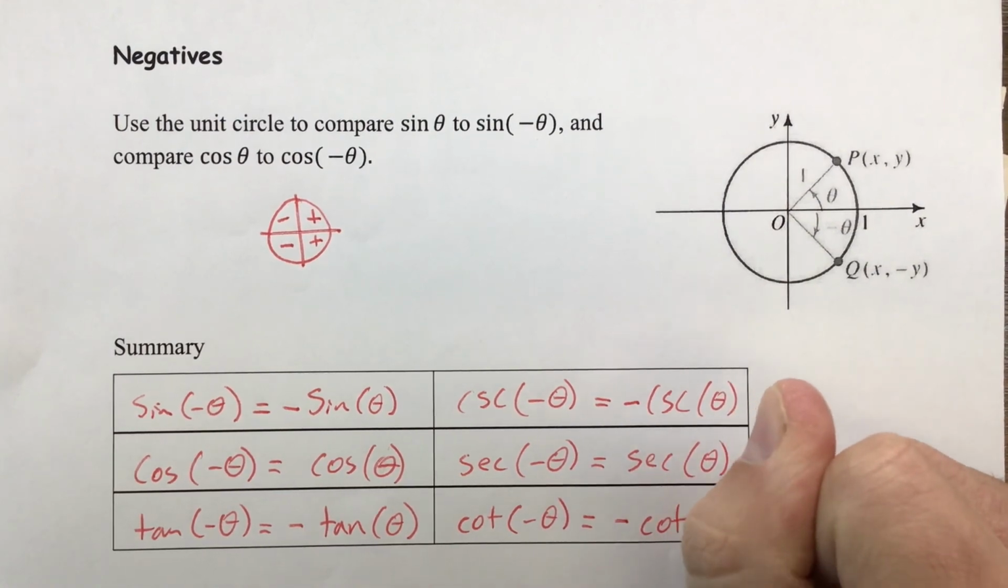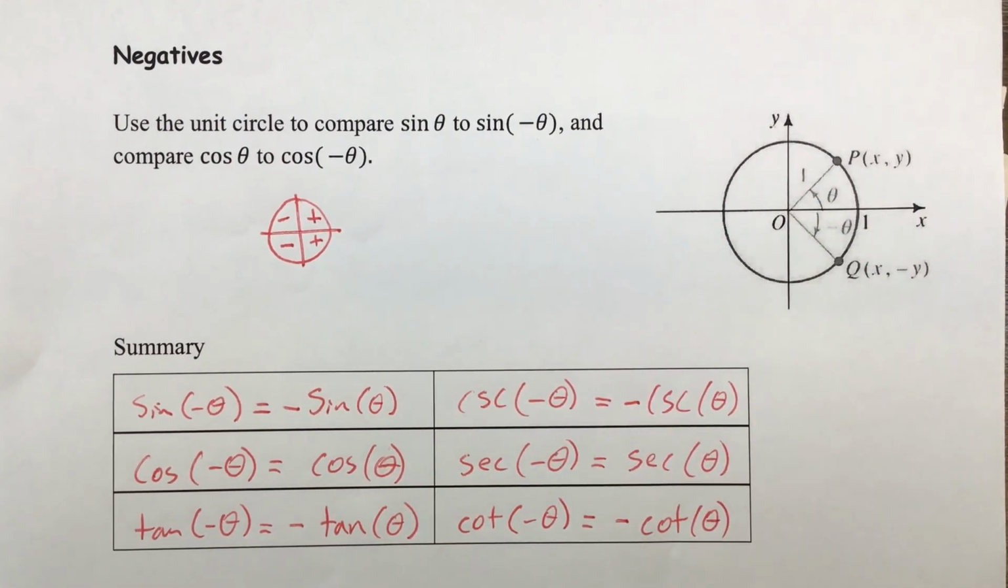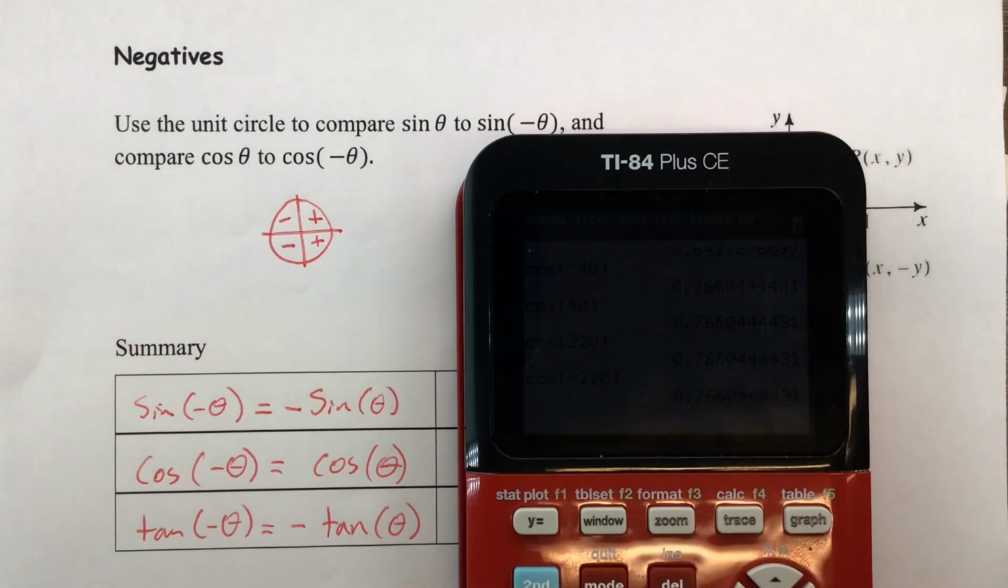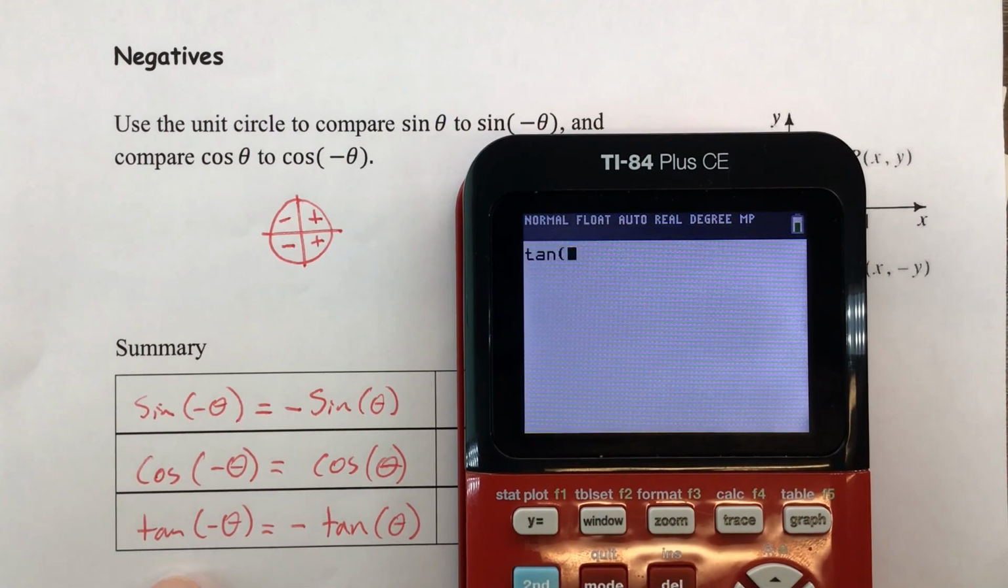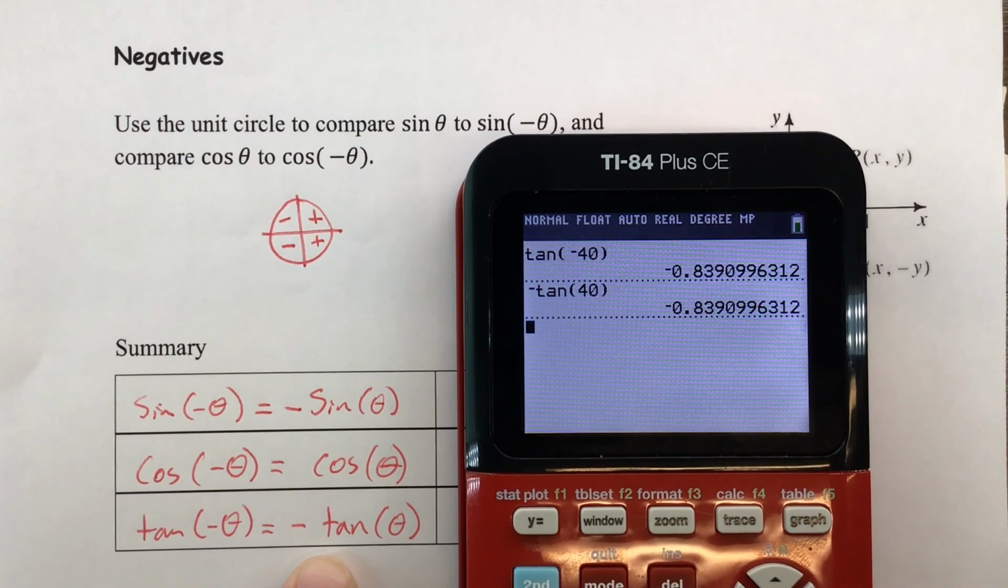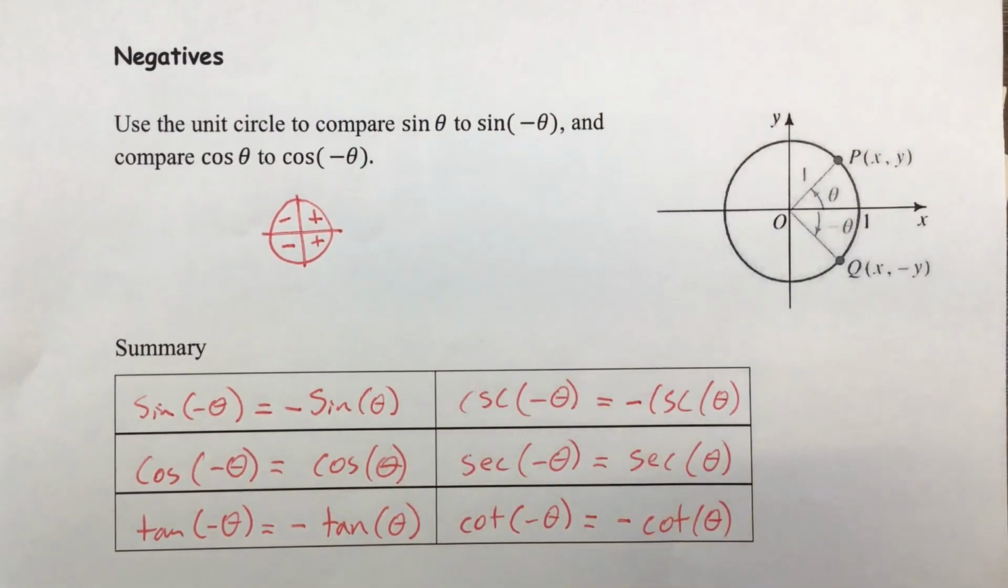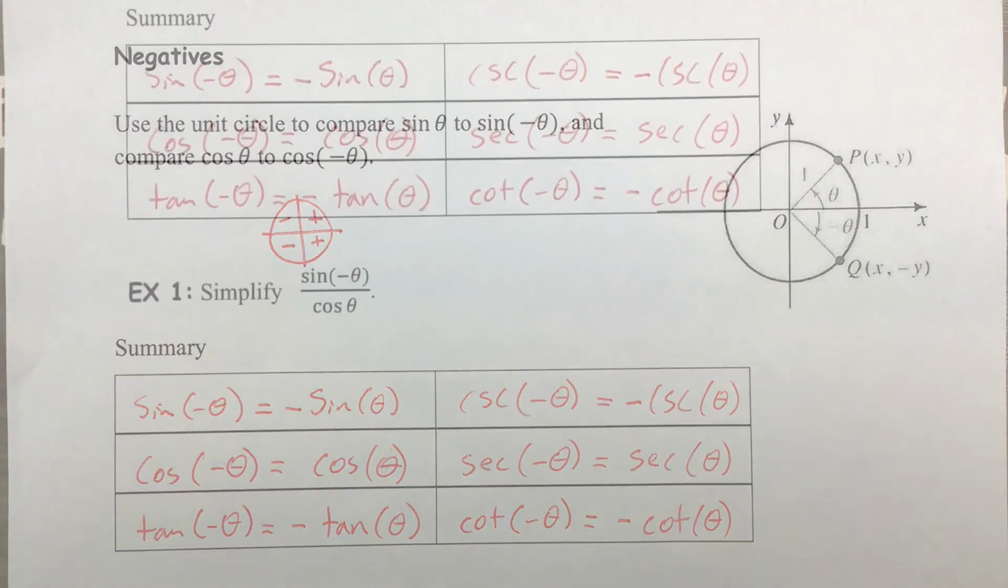All right, and we get that, and we'll go ahead and verify that one as well. So let's type in the tangent of negative 40. We get that answer, and then I'm going to type in negative tangent of 40 and see that we get the same thing. And of course, for cotangent being the reciprocal, that would also be true.